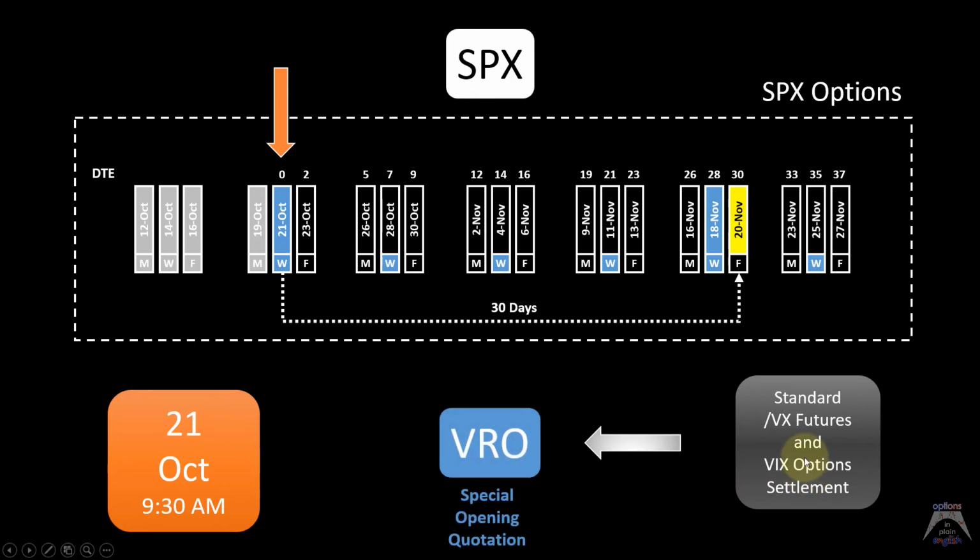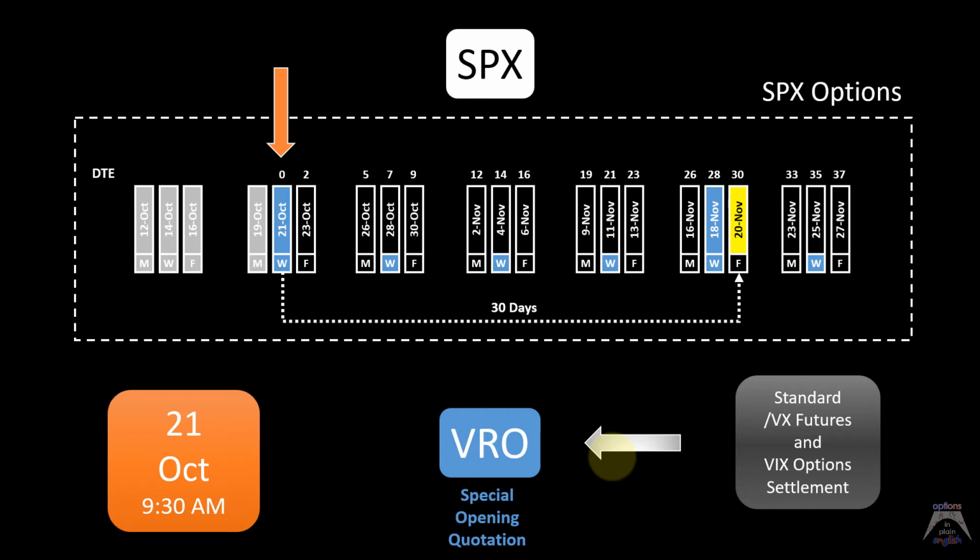Okay, and they're going to use the same thing, a VRO, special opening quotation. The market's going to open. It's going to use the SPX options, out of the money SPX options, their actual traded price, not the mid price of the bid and the ask. We're going to go into more detail a little bit later, but it's important to understand here that it's a traded price. It's the price that the transaction happened at.